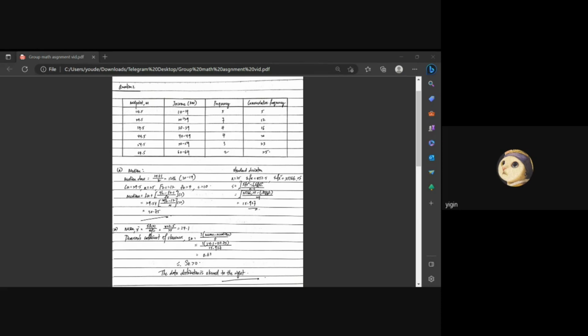Now I'm going to present the questions. First, look at the questions. The questions give the income and the frequency. So to calculate the median, we have to create a new column to calculate the cumulative frequency for each interval.